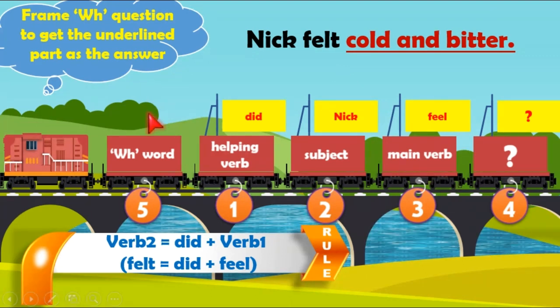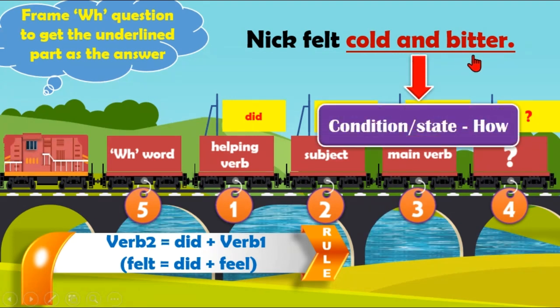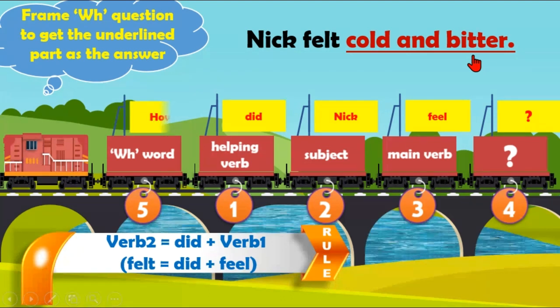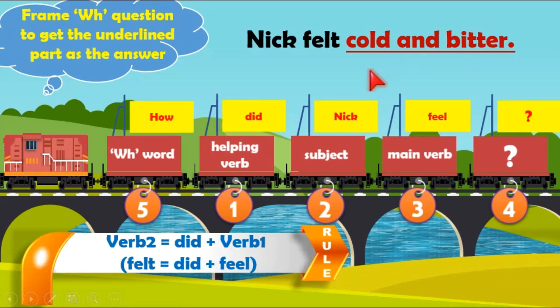Now add the suitable WH word. What is a suitable WH word? These underlined parts tell us condition or state. To question condition or state, we use how. So the corresponding WH word is how. Now we got the WH question: How did Nick feel?